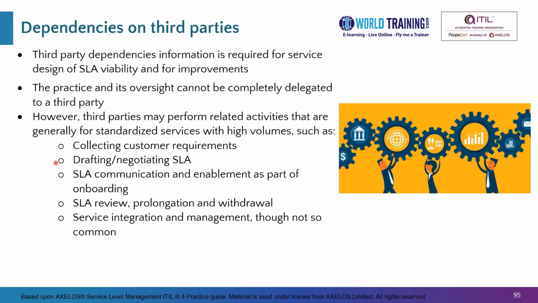They can even participate in drafting and negotiating and signing of the SLA document. They can take part in the communication of the SLA to various stakeholders and also bring in the enablement of the SLA, meaning make the required changes to resources such as services and people to enable the SLA to function properly. However, the ownership of all this will remain with the organization and not with the third party. The third parties can also perform SLA review, the periodic review or an event-based review, and even take part in the prolongation of the SLA, meaning continuation of the SLA, and even withdrawal of the SLA when needed.